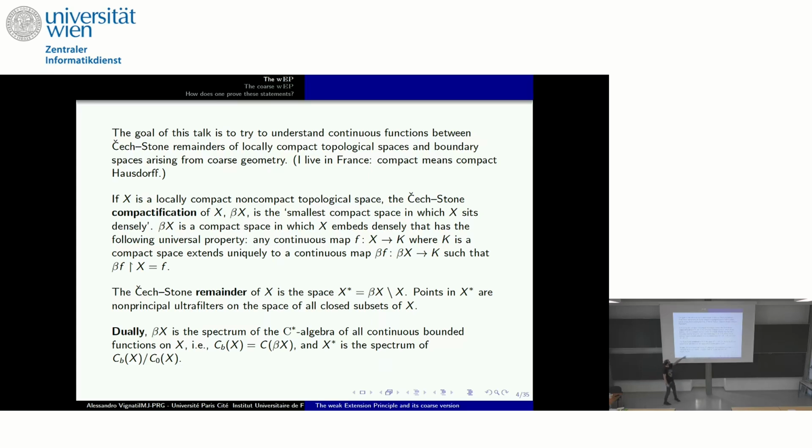So I'm using C*-algebras. Whenever I say C_b(X), I really mean complex valued, mainly because I'm used to this, but you can think of real valued, and I think this all goes through. The point is that all abelian unital C*-algebras arise as continuous functions on some compact space. So I'm using Gelfand duality here, and I'm saying that beta of X is the spectrum of the C*-algebra of bounded complex valued functions on X. And X star is really the spectrum of this quotient algebra. You mod out bounded functions by C_0 functions, you get C of something, and that something is X star, the remainder.